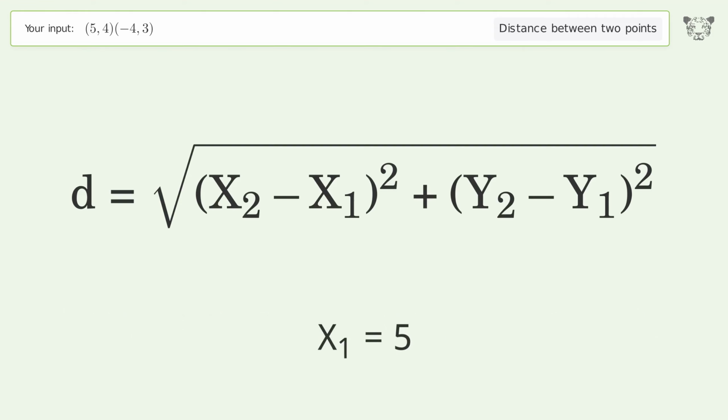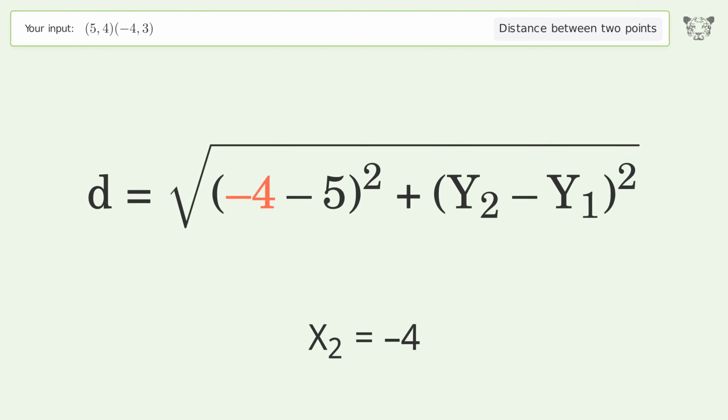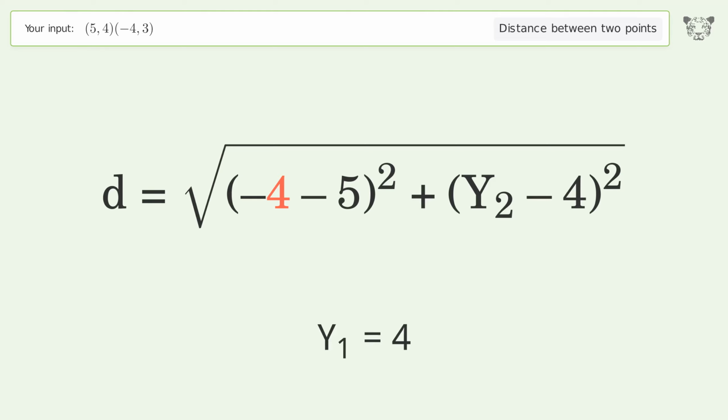x1 equals 5. x2 equals -4. y1 equals 4. y2 equals 3.